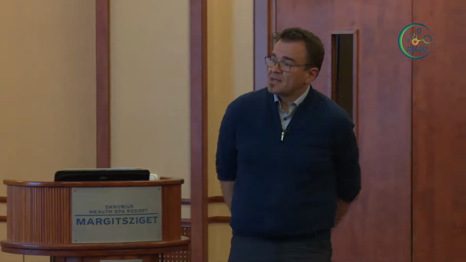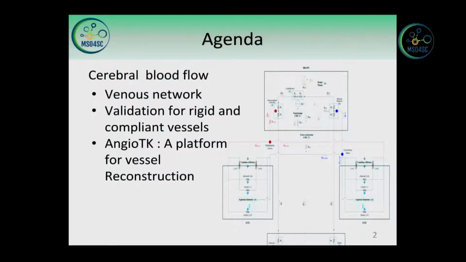Okay, so the agenda is that we have developed some work from the mathematical modeling point of view regarding the cerebral blood flow, and in particular in the venous network. In the venous network, there is less literature or knowledge on the blood flow. The shape, for example, of the vessels is different. The way the blood is driven through the vessels is also different.